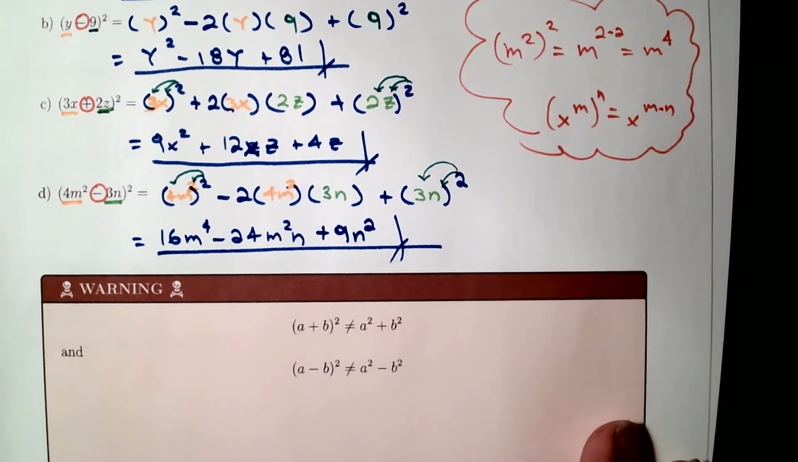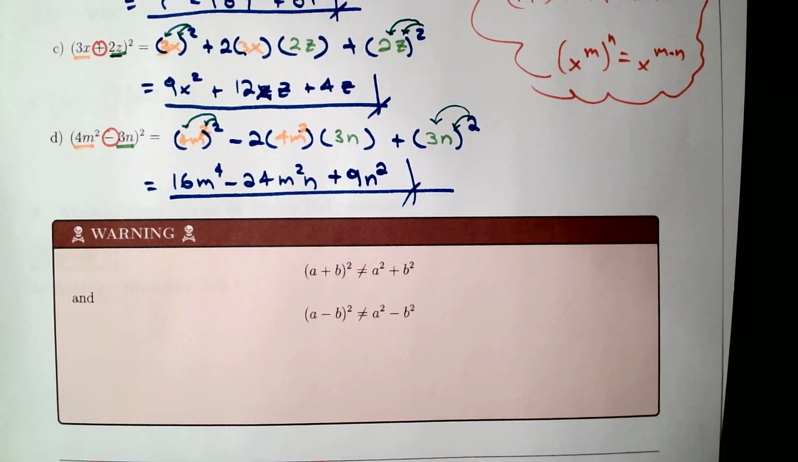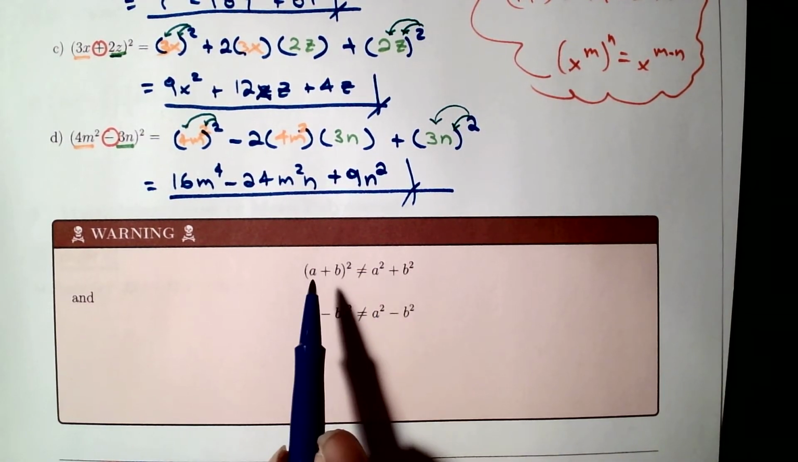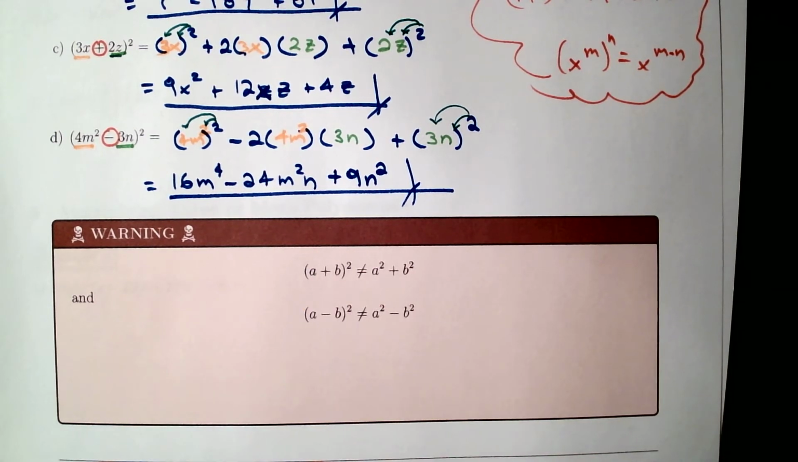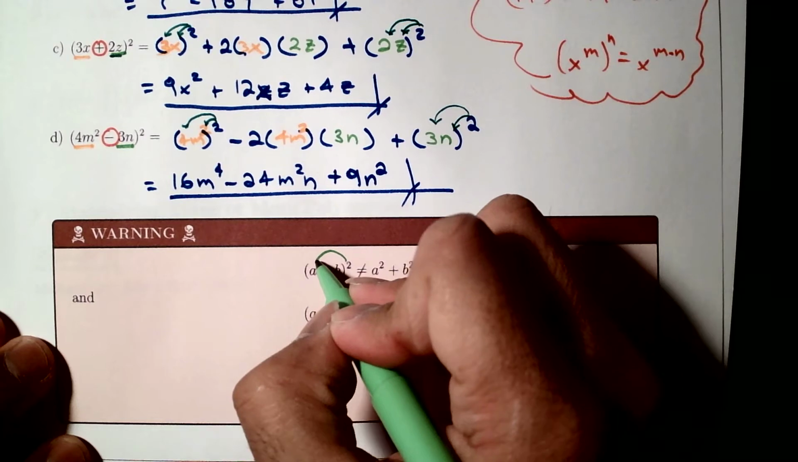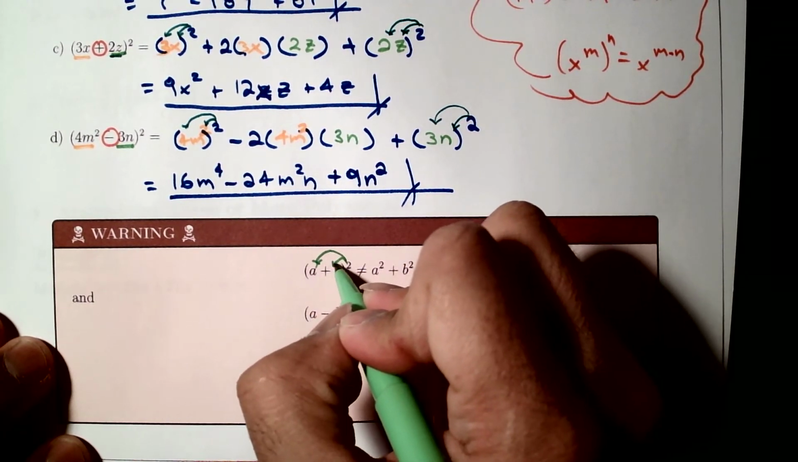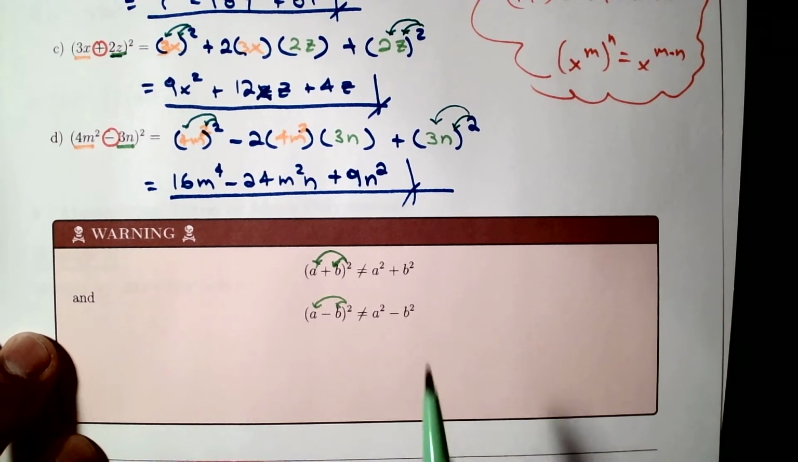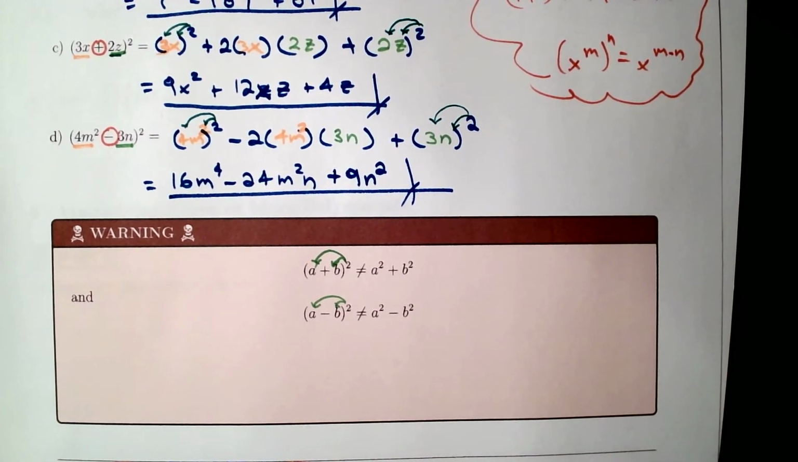Alright. Now be careful. A very, very common mistake is to say the following. We have a plus b, quantity squared. A very common mistake is to distribute the power to a sum or difference of terms, which is not correct. That's not the right way to do this.